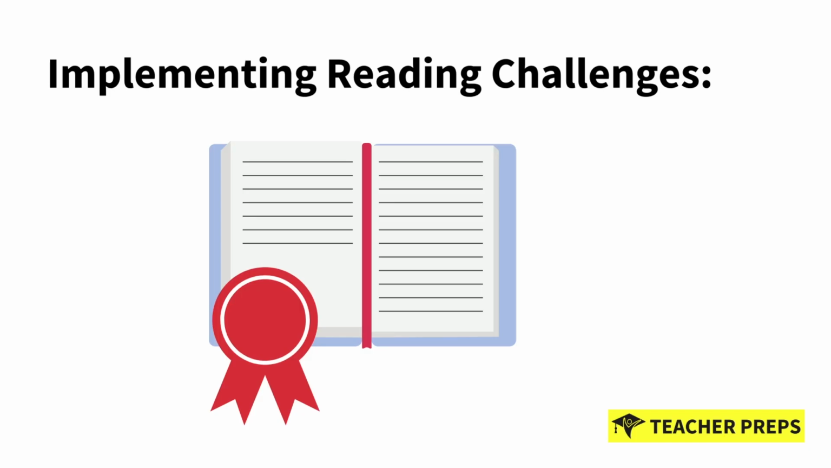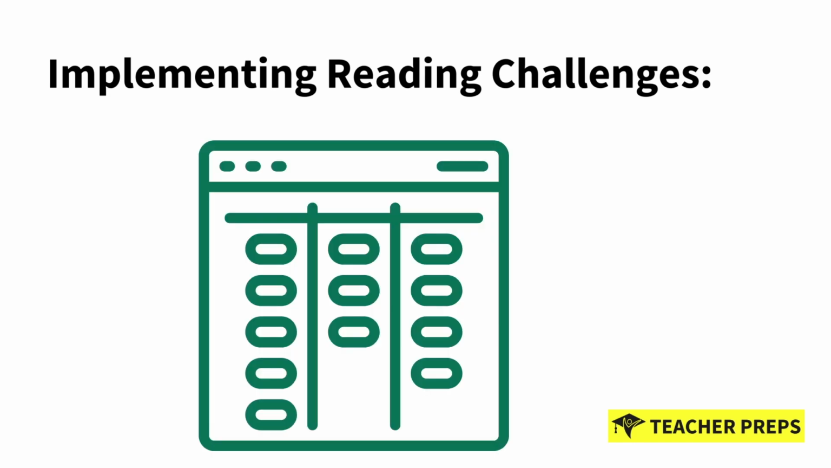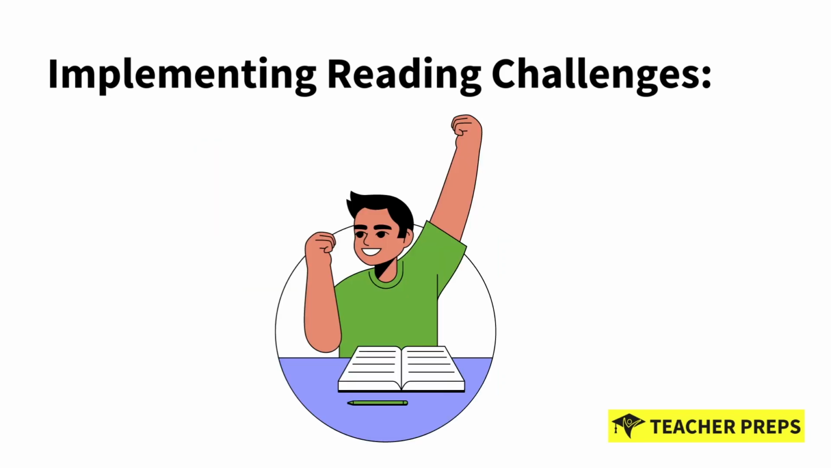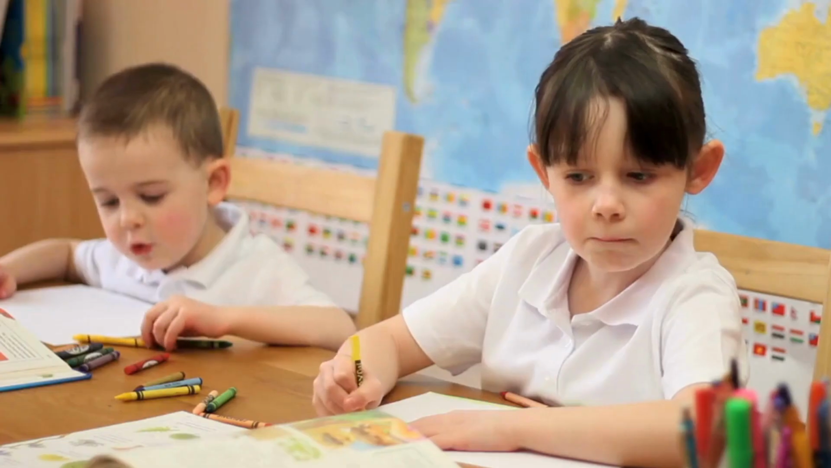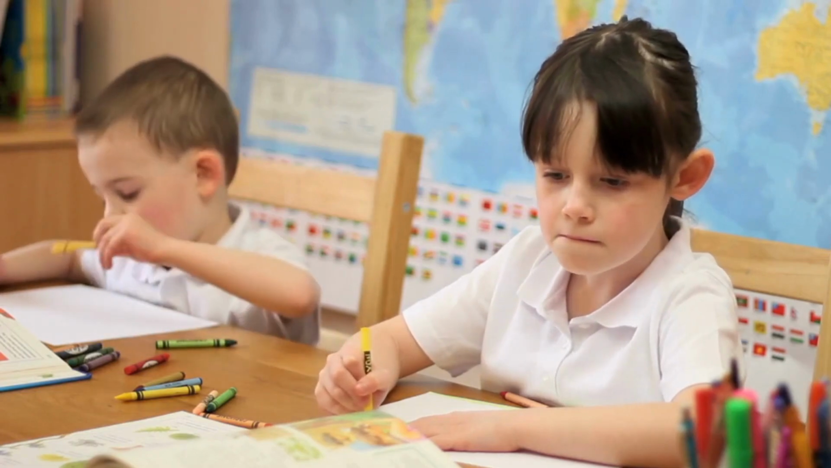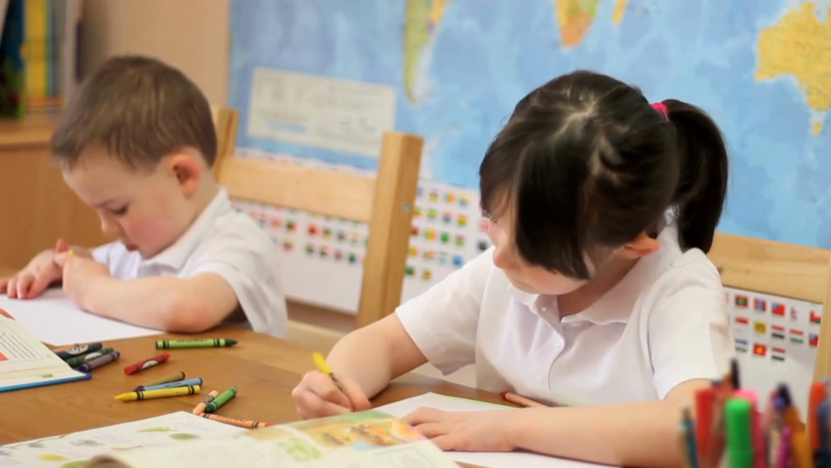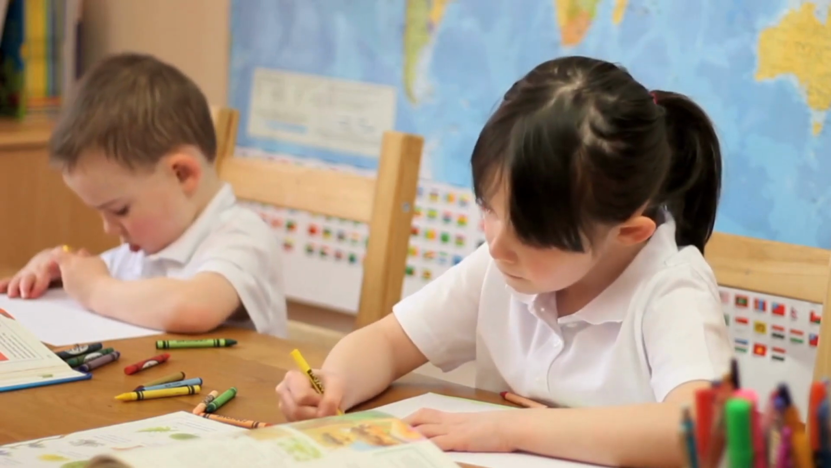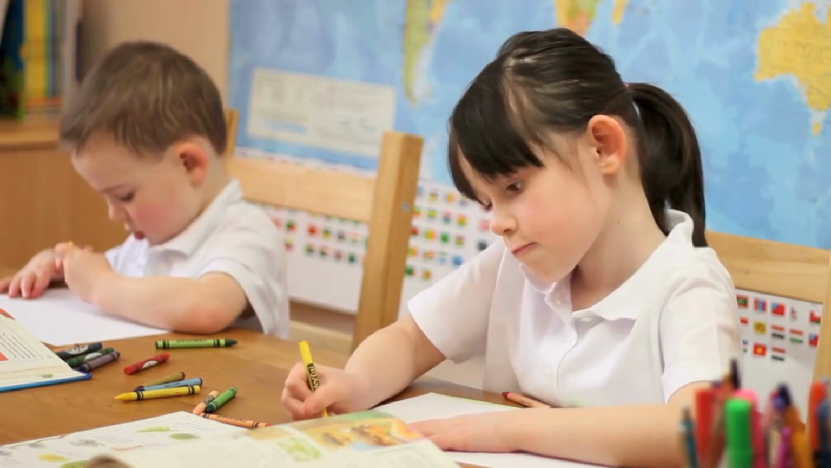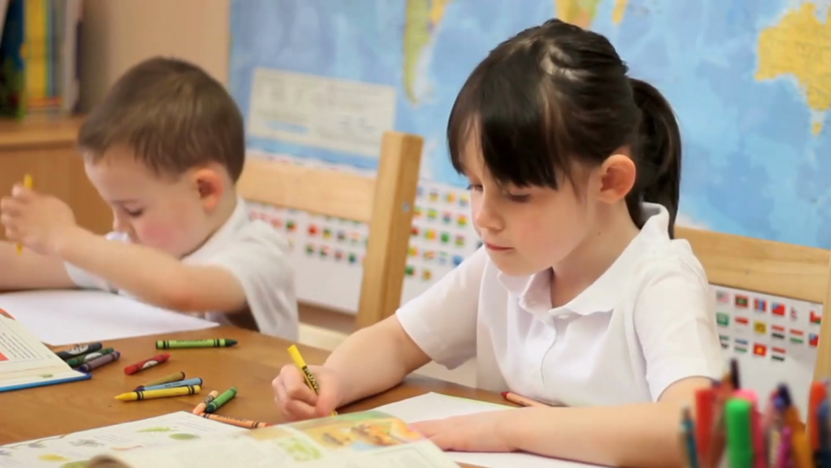Implementing reading challenges also works very well. Here we can introduce reading challenges or reading incentive programs to motivate our students. Set achievable goals, provide tracking tools, and offer rewards or recognition for meeting their goals and milestones. By implementing these strategies, you can create a classroom environment that encourages reading for pleasure and promotes lifelong learning. Remember, cultivating a love for reading goes beyond academic success. It empowers students to become curious, lifelong learners.